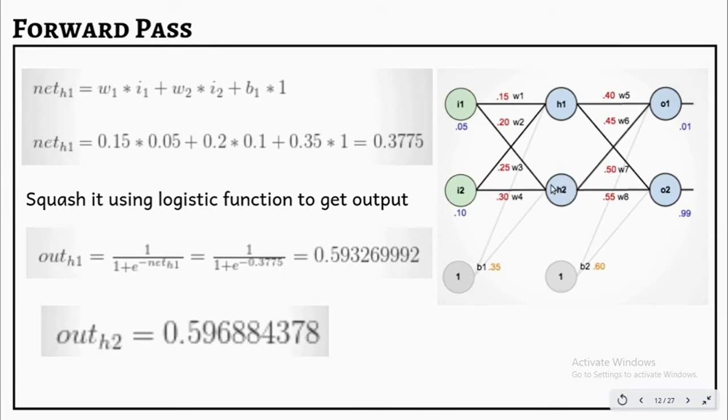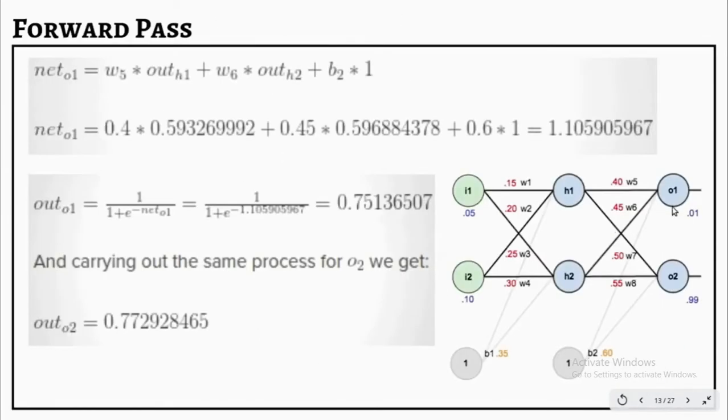Now since we have reached H1 and H2, we have to move on to O1 and O2. For O1 and O2 we follow the same procedure. For O1 it will be H1 into W5 plus H2 into W6 plus 1 into B2, and similarly for O2 it will be H1 into W7, H2 into W8 and 1 into B2. As we have calculated net O1 and net O2, now we will calculate out O1 and out O2. The out O1 formula is again the same thing, 1 upon 1 plus e to the power minus net O1. Substitute this value and you will get the output value. Similarly you have to perform this operation for out O2.